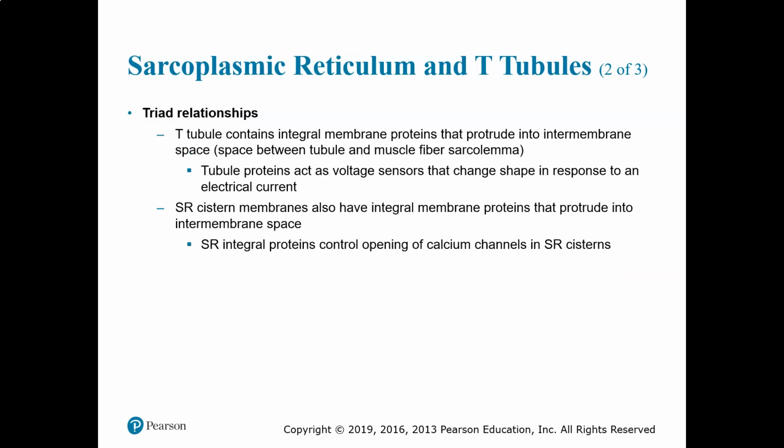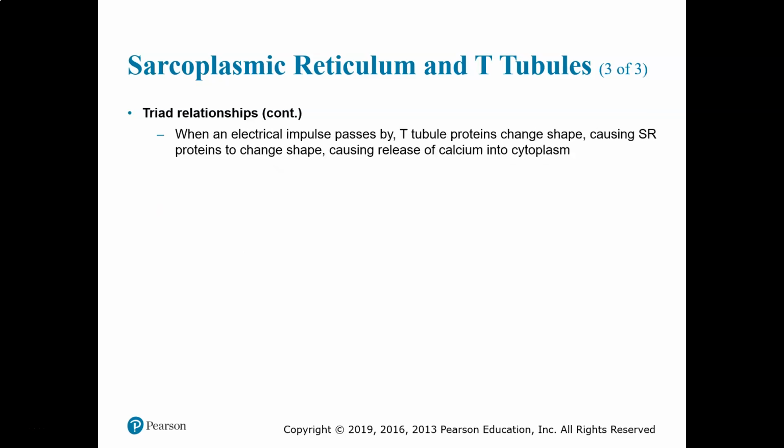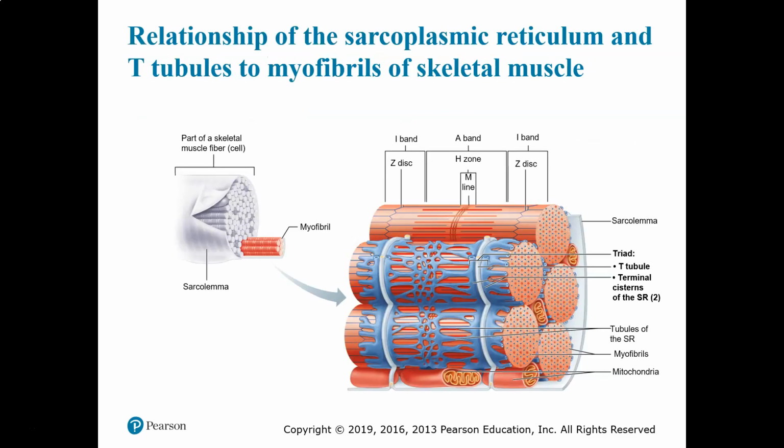The T-tubule allows voltage sensors to carry electrical current deep into the muscle fiber, which is going to trigger a muscle contraction. And then the sarcoplasmic reticulum proteins are going to control the opening of calcium channels. So when the electrical signal travels down the T-tubule deep into the muscle fiber, it's going to cause the release of calcium, which, like I say, will play a role in muscle contraction.